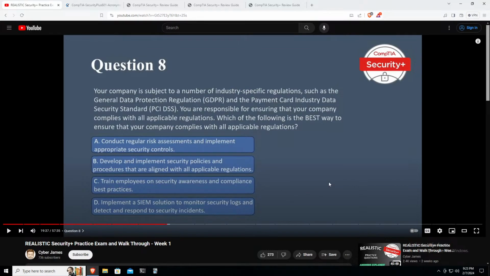Your company is subject to a number of industry-specific regulations, such as GDPR and the PCI DSS. You are responsible for ensuring that your company complies with all applicable regulations. Which of the following is the best way to ensure that your company complies with all applicable regulations?